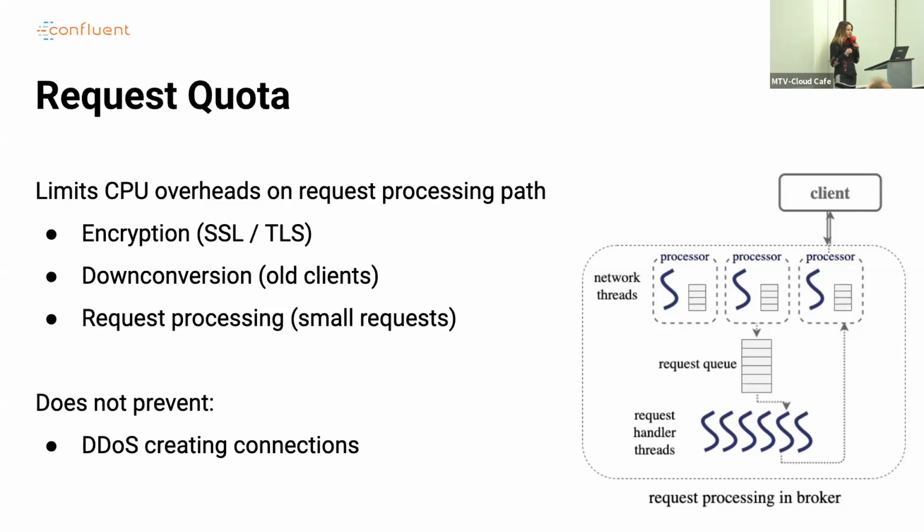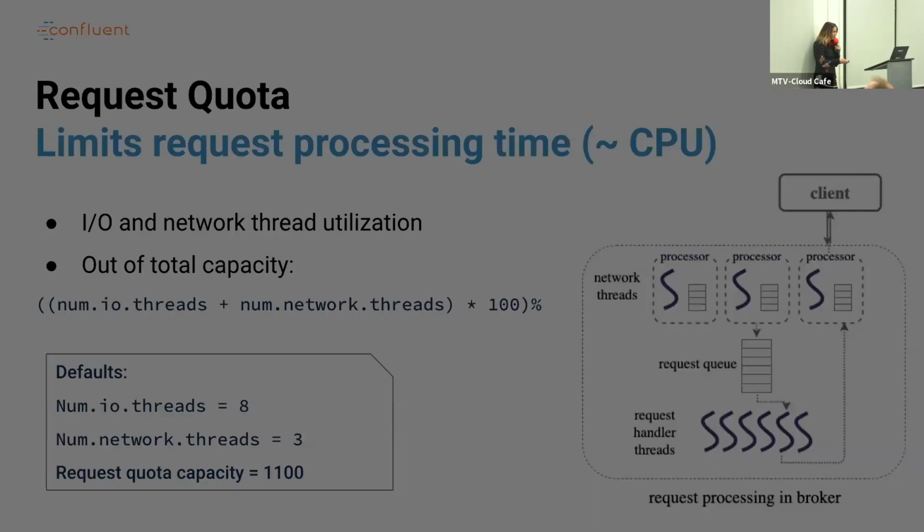But there are some things that request quota will not prevent. For example, if somebody is just making connections, you will not limit them. So you still potentially have some malicious clients, but at least for normal clients, well-behaving or not, potentially not the most efficiently designed, you'll be able to limit them with your quota. So again, just to go back.